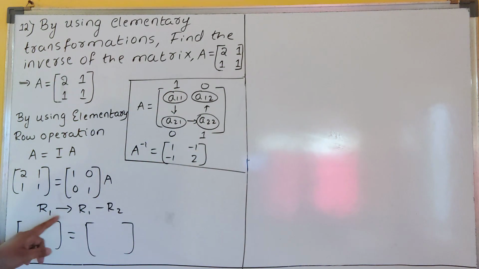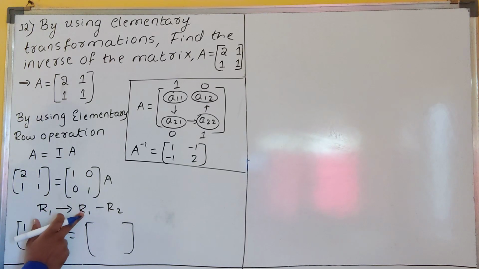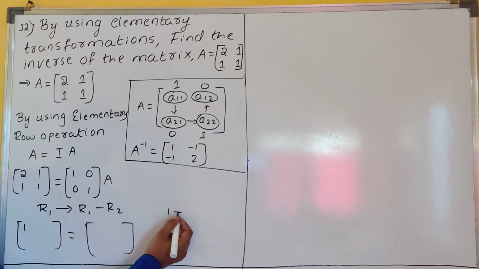So that's why we are applying R1 minus R2. R1 minus R2 means 2 minus 1, 1. R1 is how much here? 1. R2 is how much? 1. 1 minus 1, because R1 is 1 minus R2 is how much? 1. 1 minus 1 is 0, dear students.